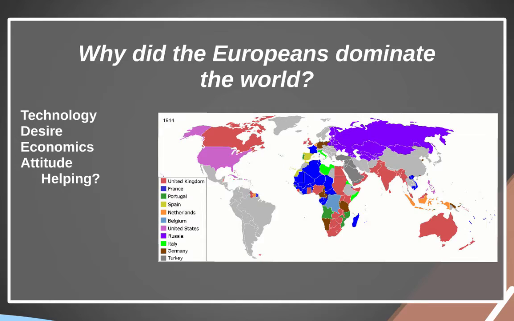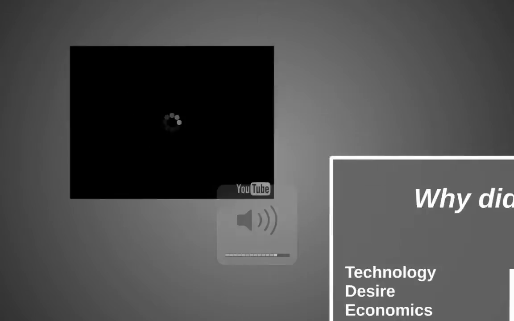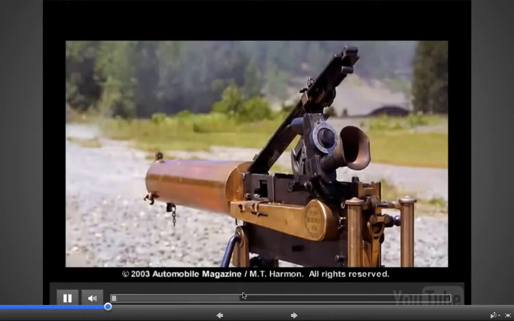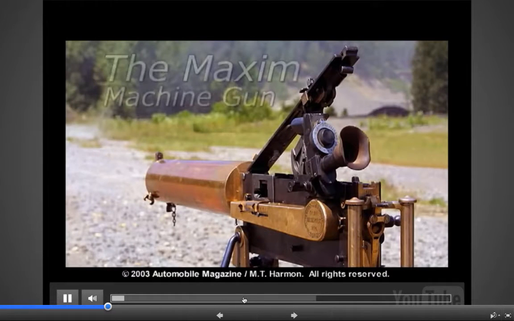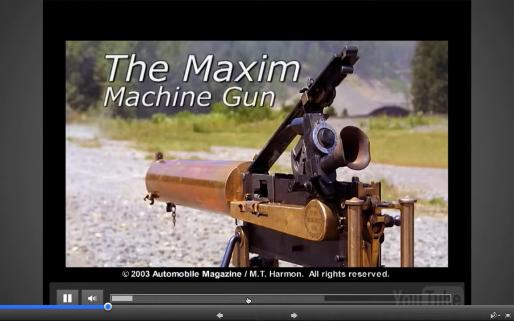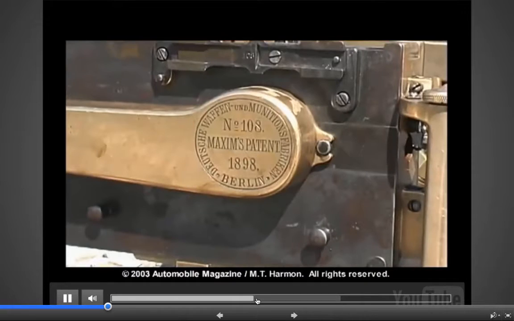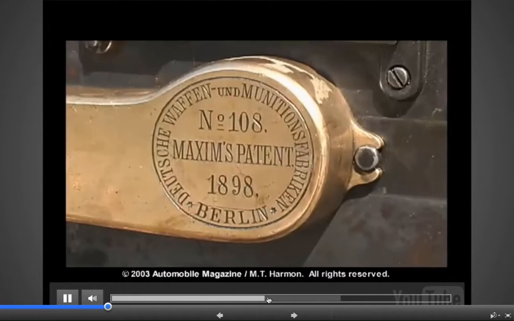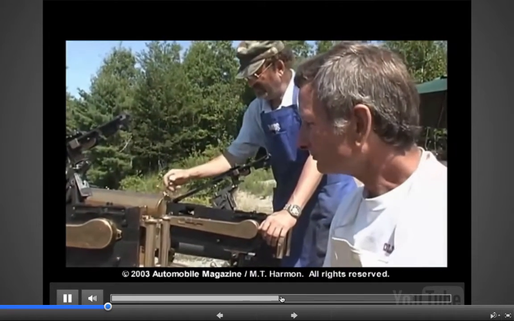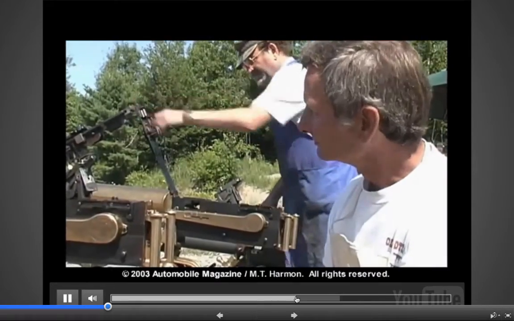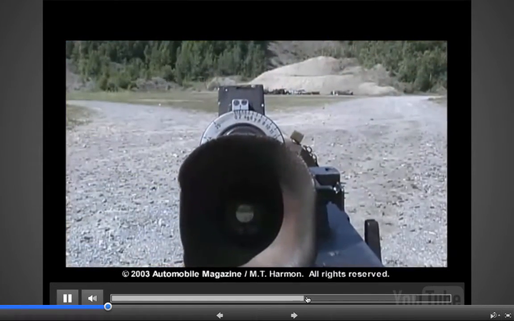And just to give you an idea of one of those types of weapons, this is a Maxim machine gun that was created by a man by the name of Hiram Maxim. Okay, and this is just to give you an idea of what that gun would do.